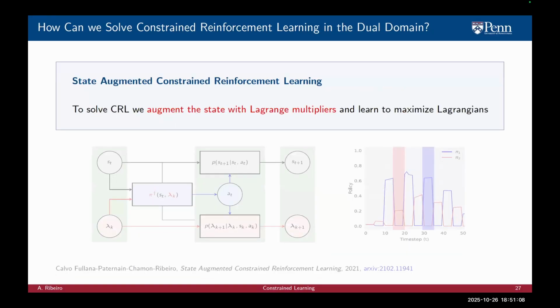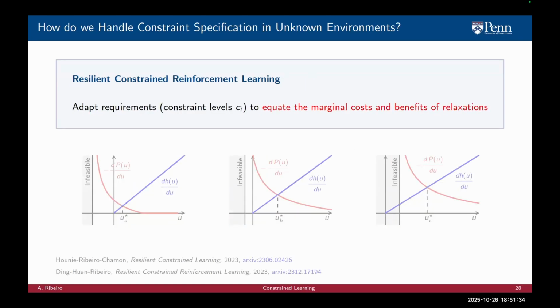Now, the second challenge has to do with algorithms. I'm not going to explain now why they are challenging, but believe me, they are. In order to design an algorithm for constrained reinforcement learning, I will introduce this idea of state augmentation. And finally, a third problem, which will be obvious after I mention it, is that nobody has told me that these requirements are satisfiable in my system.